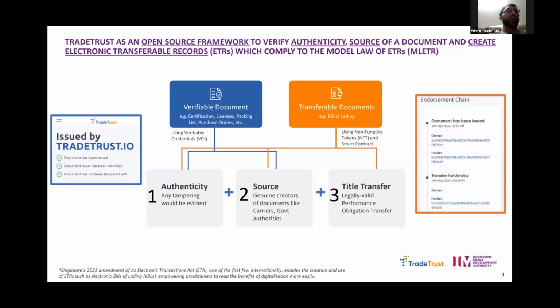For verifiable documents, what we use is called the verifiable credentials method. These are your certifications, your licenses, your packing list. So documents where you just have to understand the data and ensure that the data comes from a credible source and the data has not been tampered with.